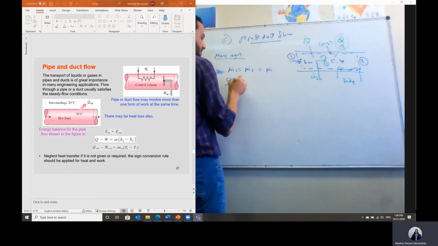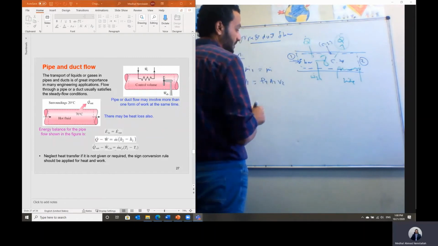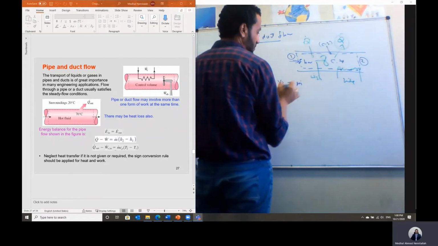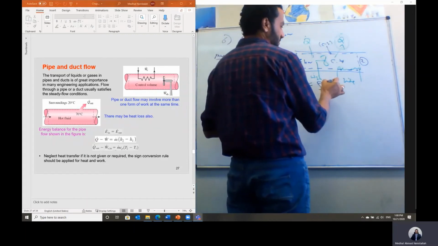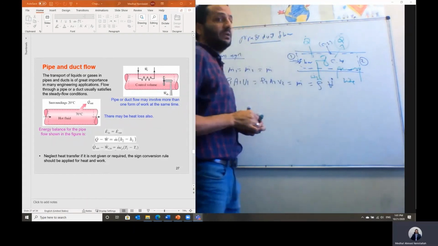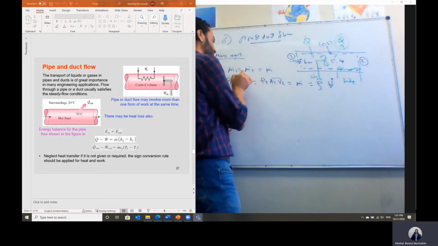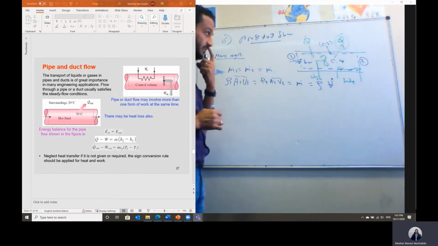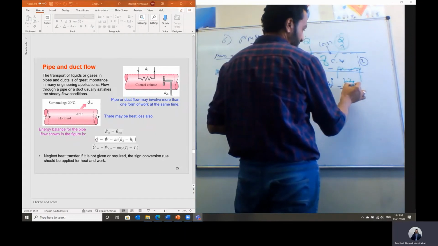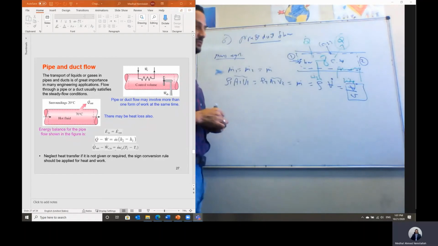And then we can say density rho 1 A1 V1 is the same as rho 2 A2 multiplied by the velocity V2, and it is equal to the mass flow rate at any cross section. This mass flow rate is equal to the density multiplied by the volumetric flow rate at any section. This is the volumetric flow rate at the outlet, and this is the volumetric flow rate at the inlet section. Okay. And density is equal to 1 over the specific volume. So it is equal to the volumetric flow rate divided by the specific volume. This is the volumetric flow rate.